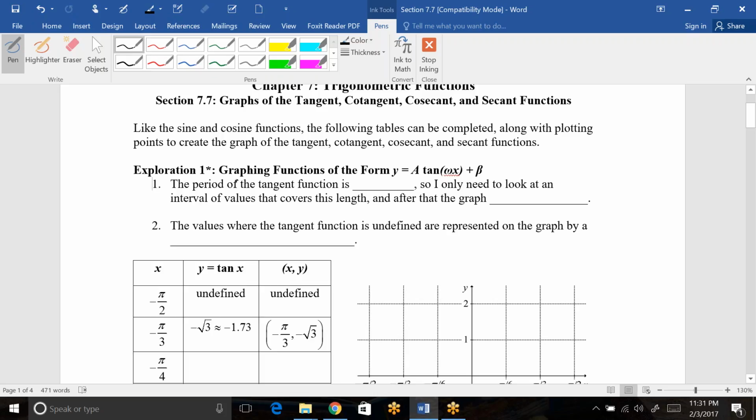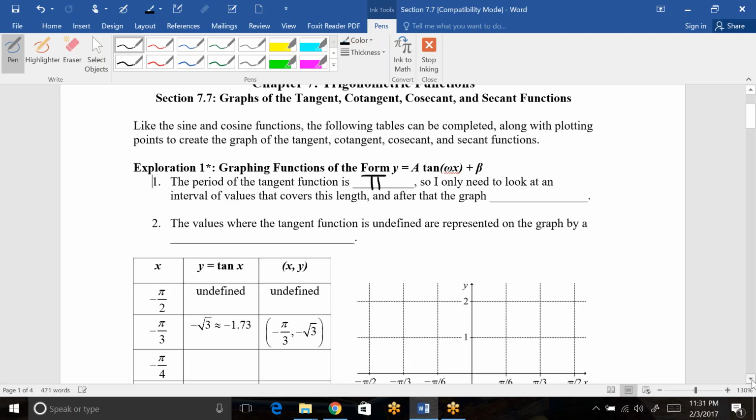So, like the sine and cosine functions, the following table can be completed like we did before. Remember, the period of the tangent function is pi. It is not 2 pi. It goes 180 degrees before it repeats its pattern. So what we'll do is we'll look for an interval that covers the length, and after that we'll graph the function, which I don't know why there's a blank for that.